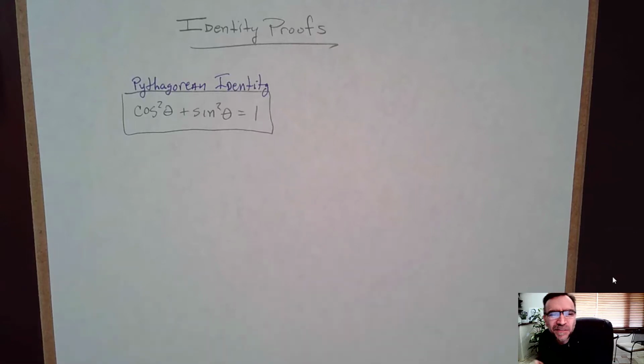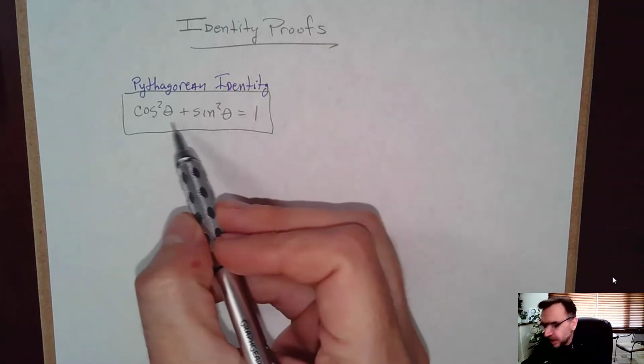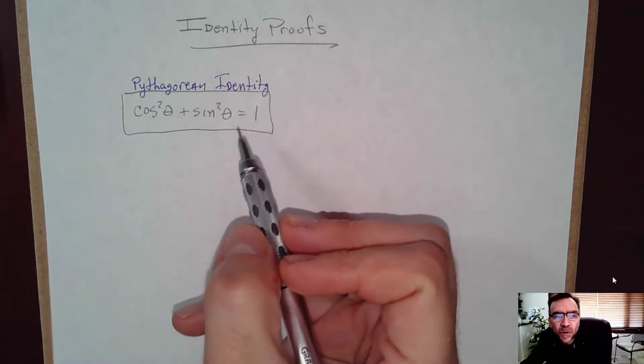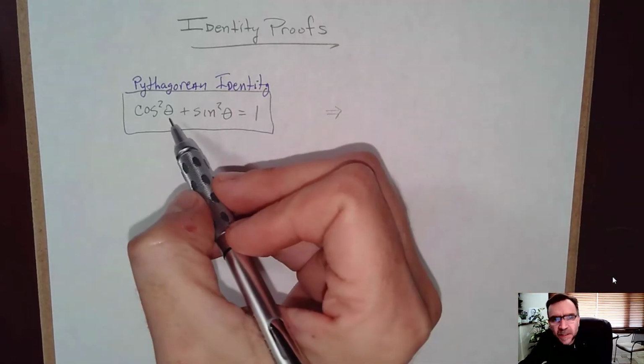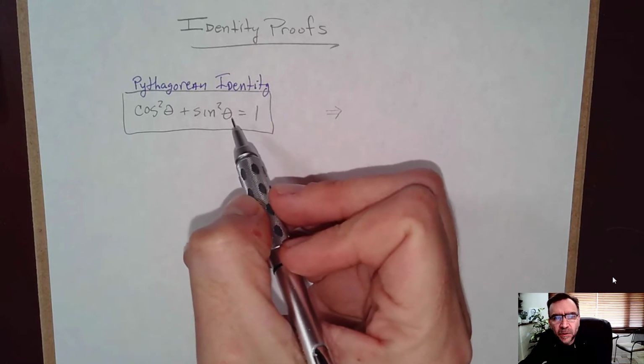Okay, here in this section, we're going to learn how to prove identities the proper way. And so we're going to start with the Pythagorean identity. Cosine squared plus sine squared equals 1. We already know this. Now, what does an identity mean? An identity means basically it's always true no matter what angle you plug in there.